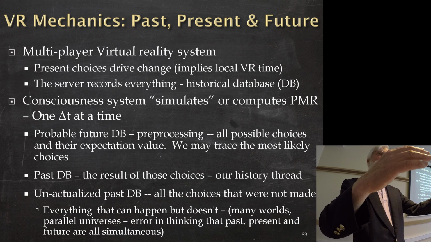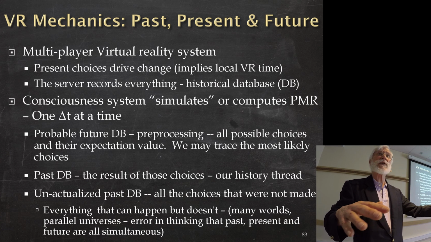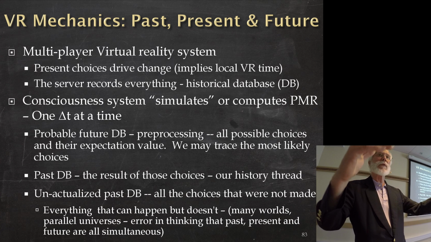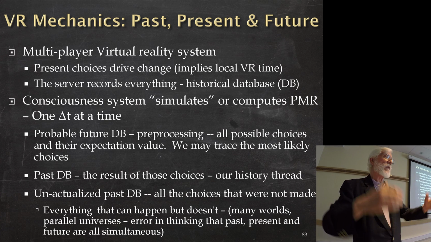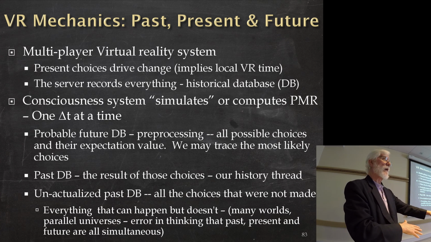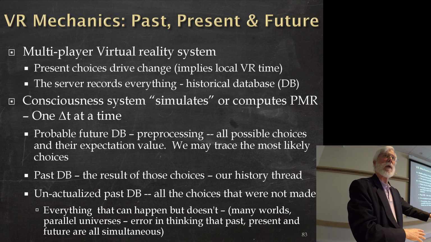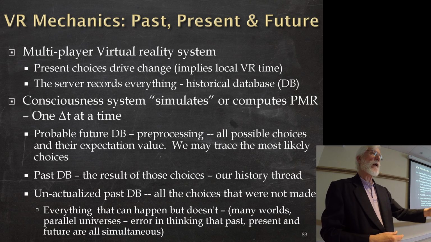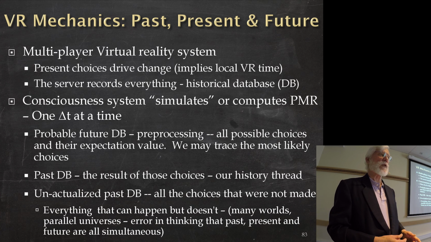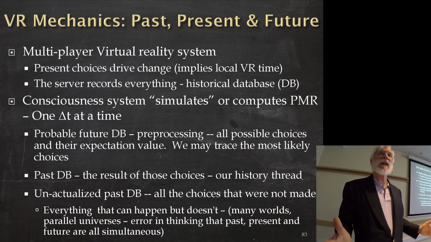When we go to the next delta t, that last delta t becomes past. And then we go to the next delta t, that one becomes past. So you see, as we move through time, every delta t, that future probable database is turning into a past database of all the things we could have done and the probability that we might have done them. And through that past, there's a thread traced through that history of what we actually did, the choices we made. That would be our history thread through the past database. So that's the kind of data that's available.